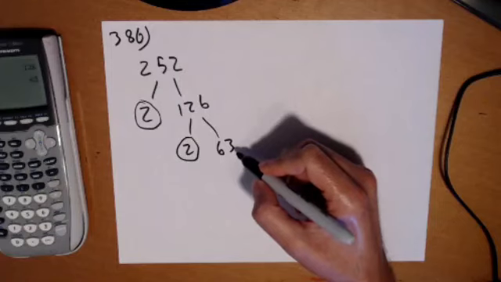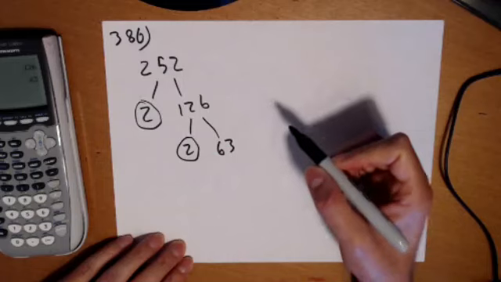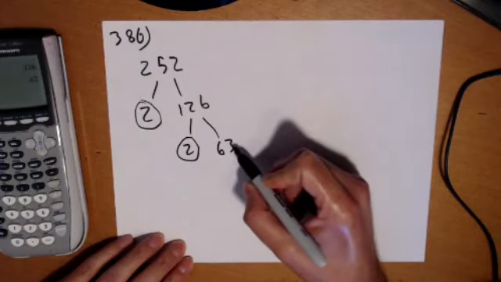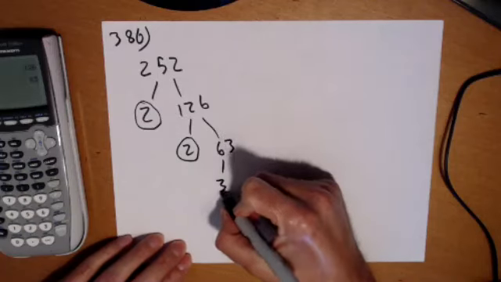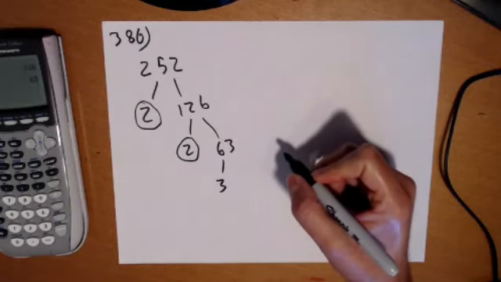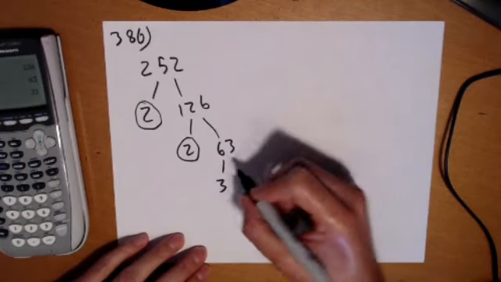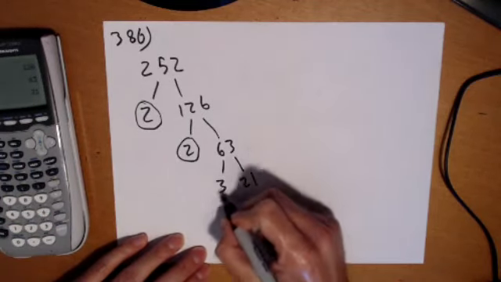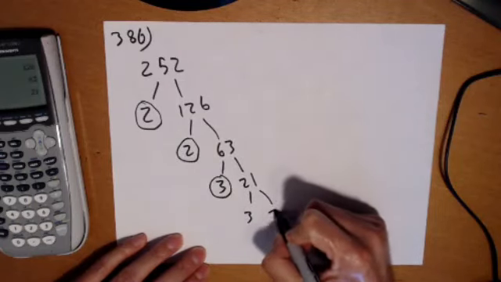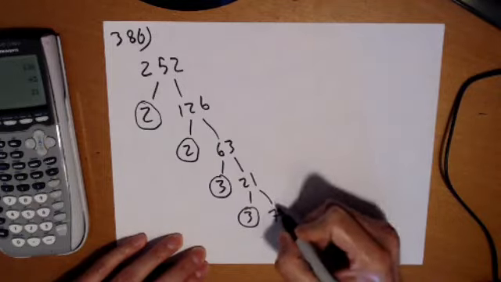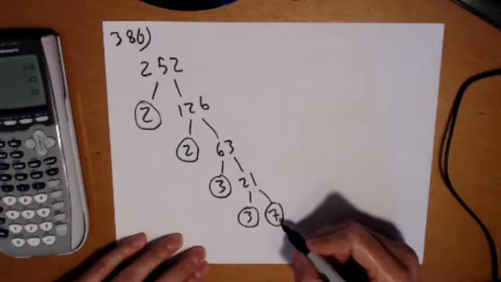63. Let's see. If the digits add up to a number divisible by 3, that means 3 goes into it. 6 plus 3 is 9, which is divisible by 3, so 3 goes into this. So 63 divided by 3, enter, 21. 3 is prime, so it's a stopper. And 21 I know is 3 times 7. 3 is prime, 7 is prime. 7 is prime because you can't break it up, it's just 1 times 7.